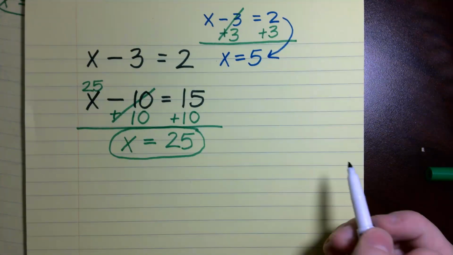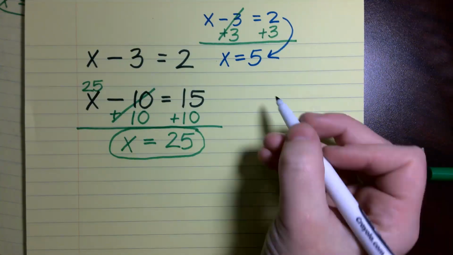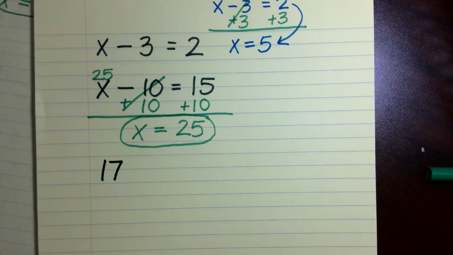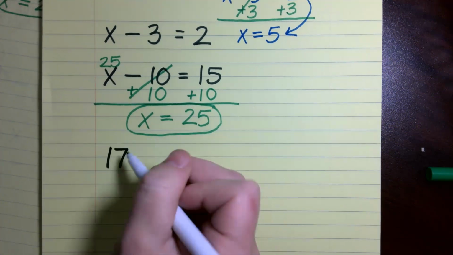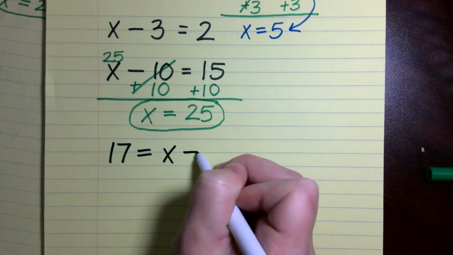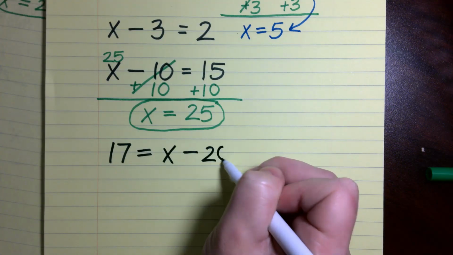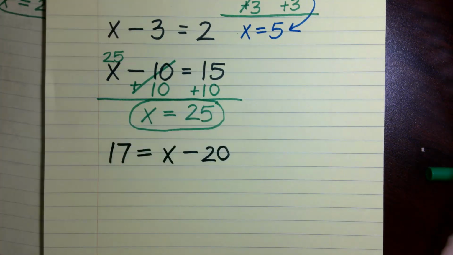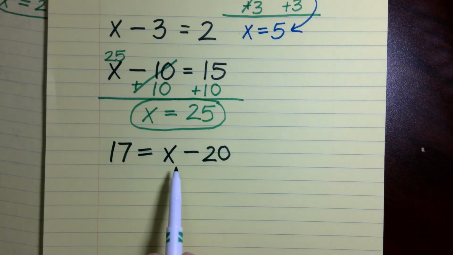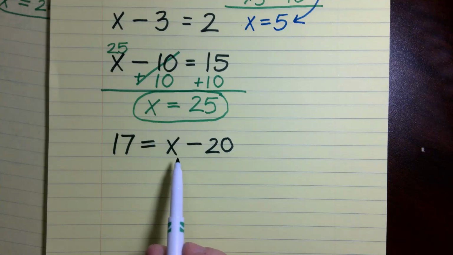Yeah, but they work. They work. How about we try the flip-flop thing again? Good. We've got 17 is our answer, equals x minus 20. Remember, our goal is to get x by itself. Our x is already on this side. So what are we trying to get rid of?